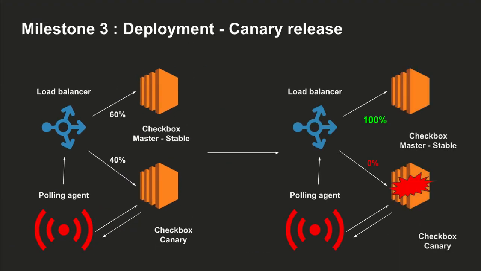For our third part, we deployed 2 EC2 instances, a stable and a canary release, for the Checkbox application. We developed a load balancer to distribute traffic in a 60-40 ratio. We also created a polling agent to continuously check the status of the canary application. If it gives an error, then the polling agent will send a signal to the load balancer to divert 100% of our traffic to the stable release.